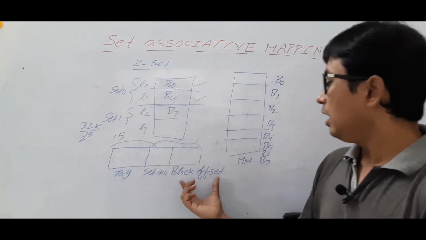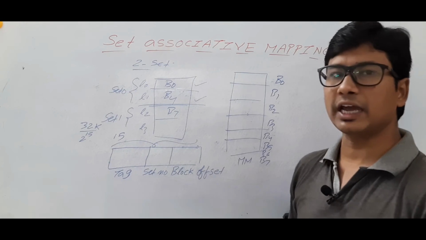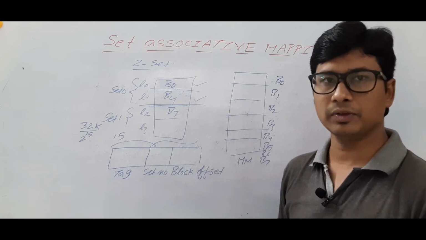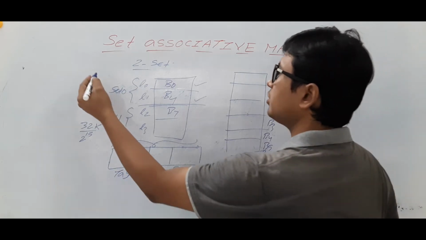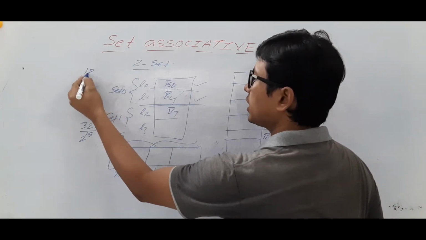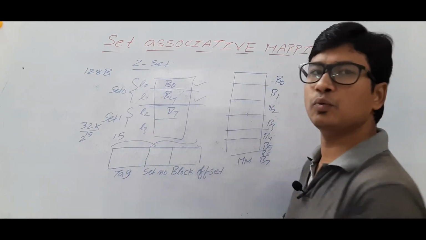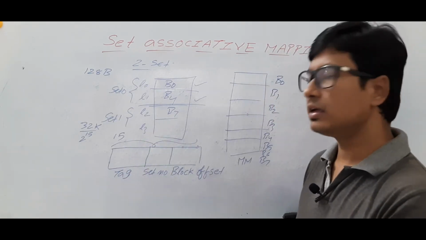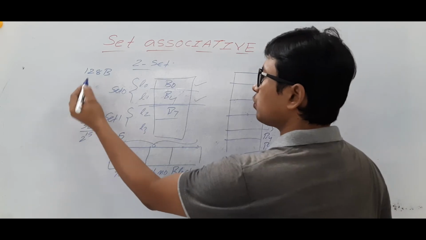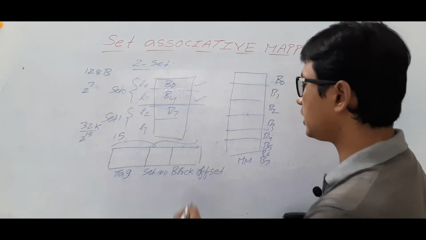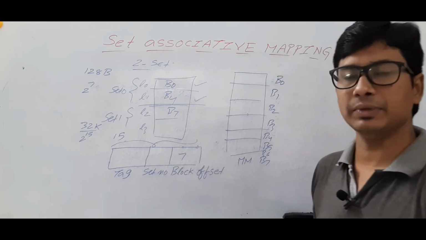Now how can we calculate the block offset? The block offset will depend on the size of the block. Let's take that the size of the block is 128 bytes, or 128 words. Is it clear? Then you can represent 128 words or 128 bytes in 2 power 7. So the block offset will be 7 bits.